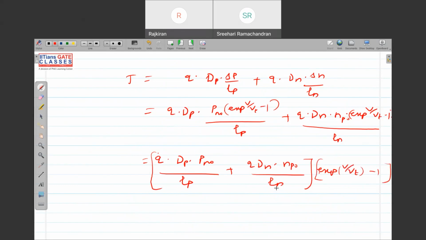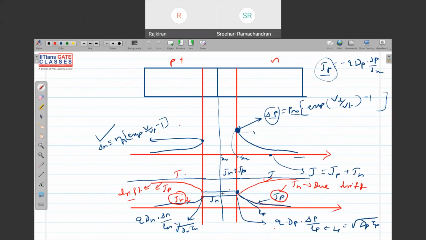Clear? This is the total current. Shall we have to remember this equation? You see, right? This you know. The current is because you should think in your mind that we have got the current by adding these two currents.